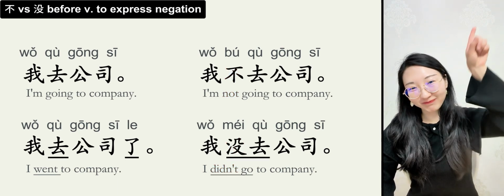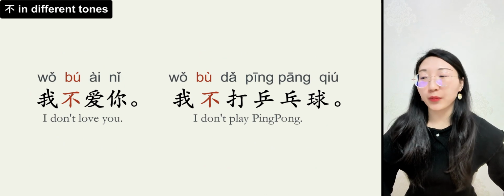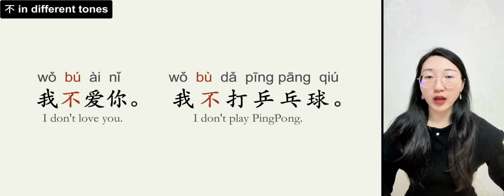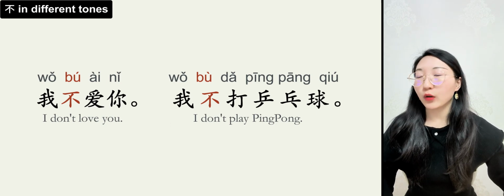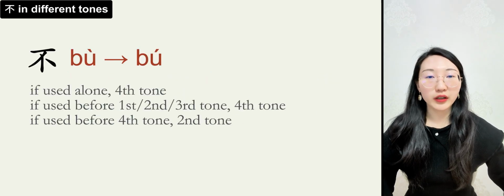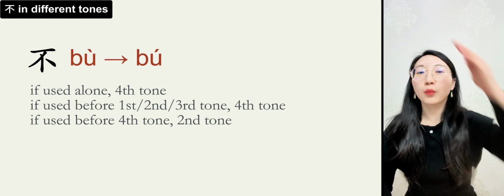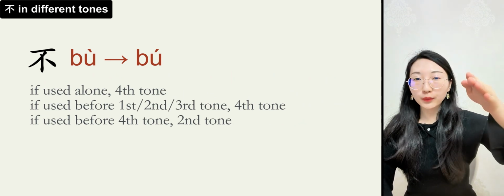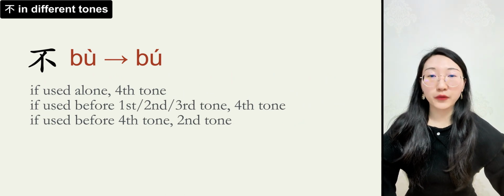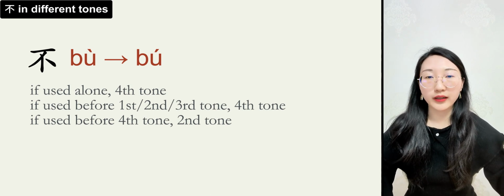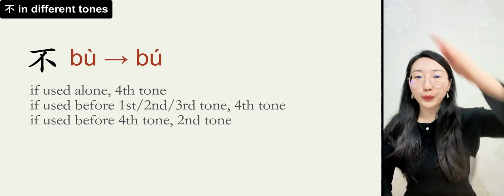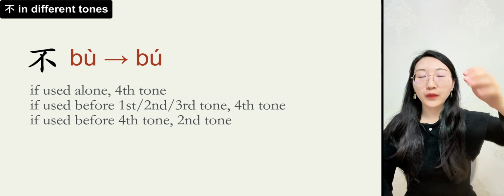You may have noticed that I pronounced 不 in different tones in these words, and that's another tricky thing about this word. 不, if used alone, is pronounced in the fourth tone: 不. And if it's used before the first tone, second tone, and third tone, it's also pronounced in the fourth tone: 不.